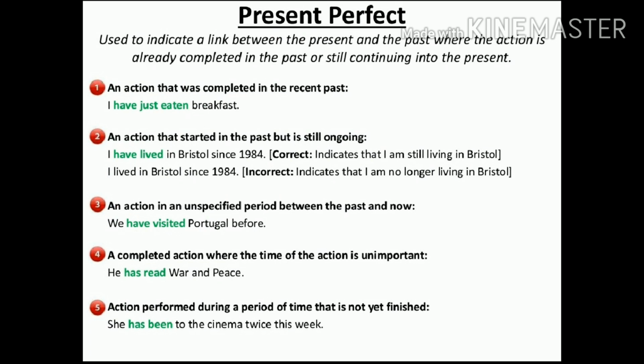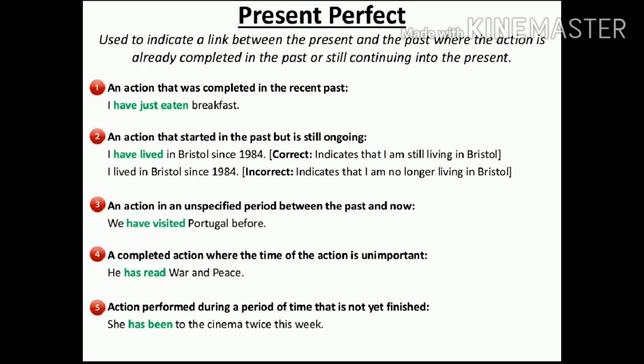Now let's move to present perfect tense. Perfect again. So the time of action over here, dear students, is present, and the state of action is perfect. Correct. So present perfect means a task which has been completed in the present. Let's see what it helps us to understand. It is used to indicate a link between the present and the past, where the action is already completed in the past or still continuing into the present.